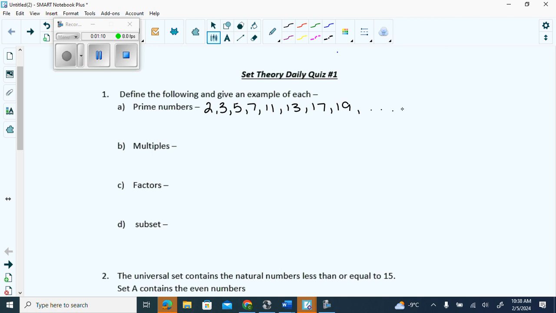Multiples. Start at that number, go up by that number, correct? So if we said multiples of 3, for example, then it would be 3, 6, 9, 12, 15. You should be having definitions on your paper, the ones that I'm speaking.